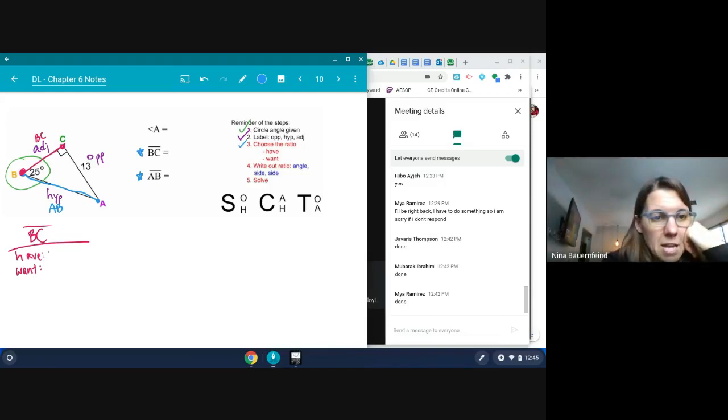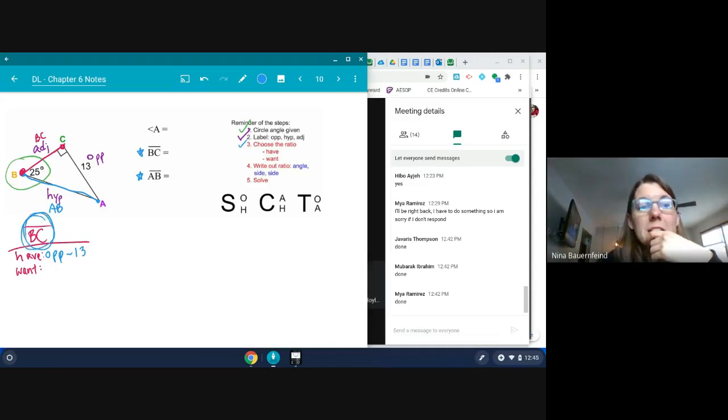Okay, the side that we have is the op, which is 13. That's the only side measurement we have. The side that we want is BC, which we have called adjacent. So I'm going to say adjacent is BC.